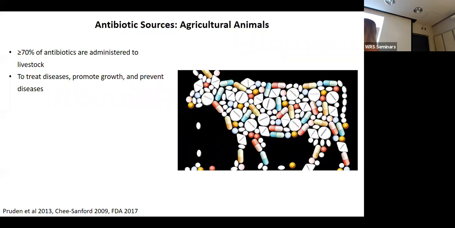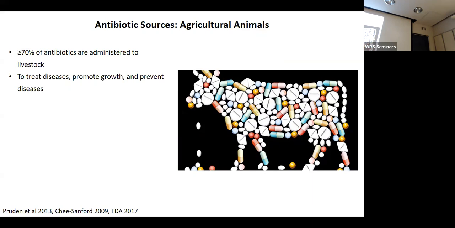Going into agricultural animals, this is a huge source of antibiotic usage, because greater than or equal to 70% of antibiotics are administered to livestock. So that's the vast majority. And they're used to treat diseases, promote growth, and prevent disease.